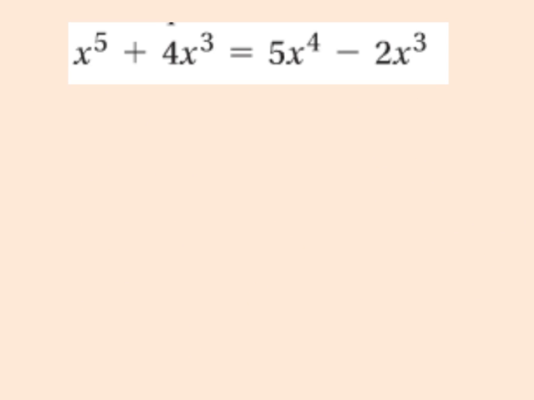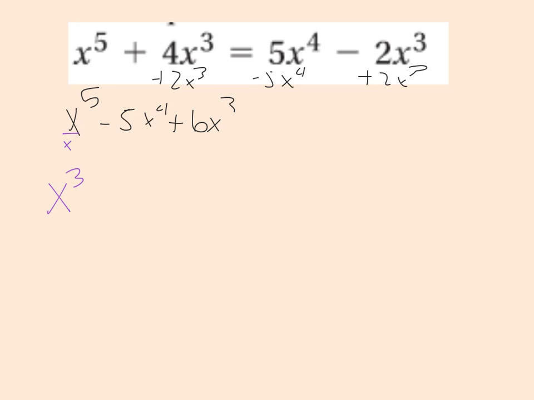So again, still factoring and solving. So I move them all over. I have x to the 5th, and I'm going to add this 2x cubed to this to the 4x cubed. So I would get a total of 6x cubed. I'm leaving a space because I have to subtract 5x to the 4th. When I look at these three terms, I can take out an x cubed. So that would be like dividing each one of these by an x cubed. So I'll be left with x squared minus 5x plus 6, because I'm taking out 3 x's from each term.